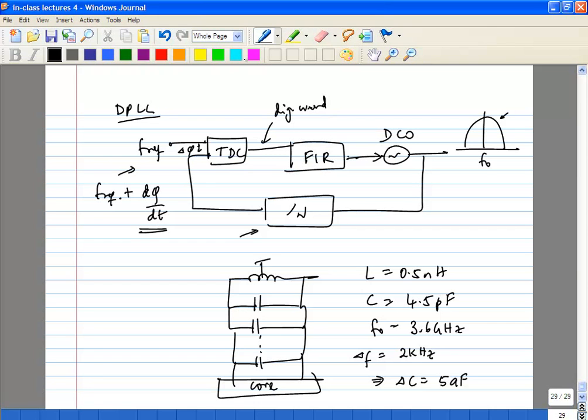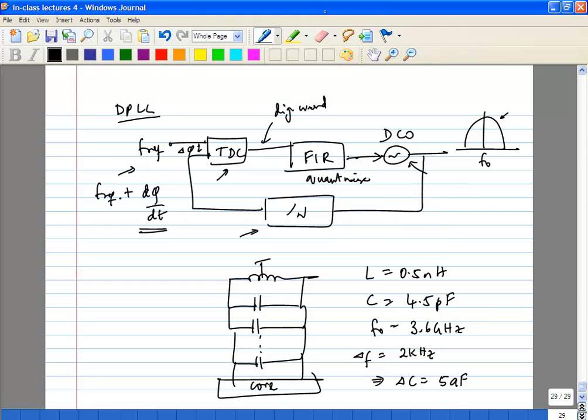Will there be phase noise? Absolutely, of course. You will have noise from this guy. You will have noise from this. This is still an analog circuit. Remember, you are still trying to resolve analog quantities. You'll have quantization noise from this guy.